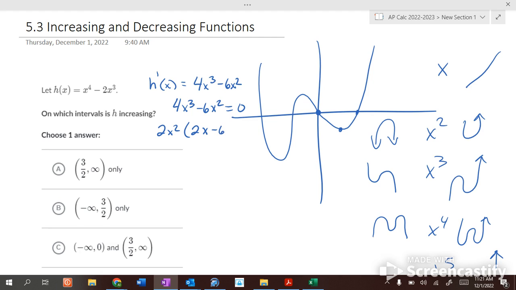The 3. Come on, Mr. Bierschbach. Do some math here.